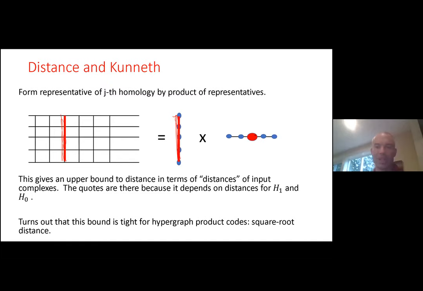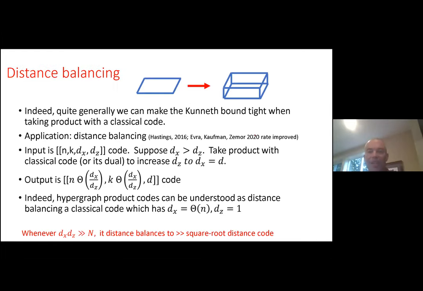So the two codes come in with linear distance n. This gives you a square root bound, and this bound turns out to be tight. In fact, in general, this Künneth bound is tight whenever you take a product of something with a classical code. You can take any complex and take a product with a classical code.